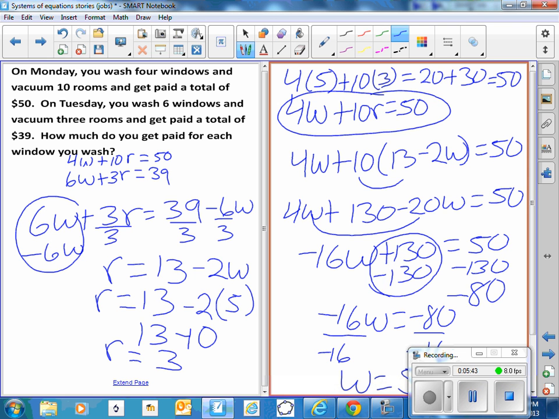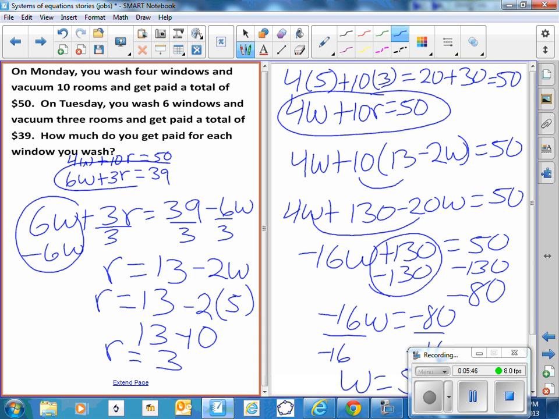Let's check it here. So 6 times 5 plus 3 times 3. 6 times 5 is 30. 3 times 3 is 9. Add them together and you get 39. So we have verified that it works. If you can plug them back in and it works for both equations, then you can get 100% no problem.